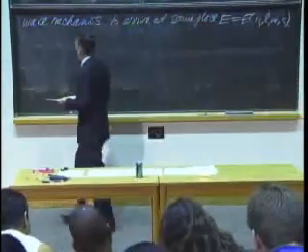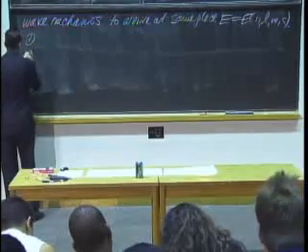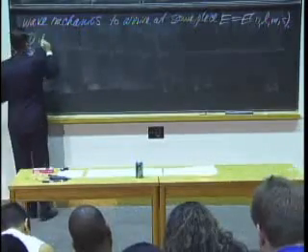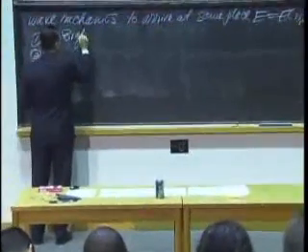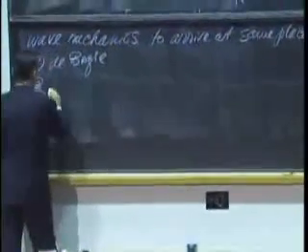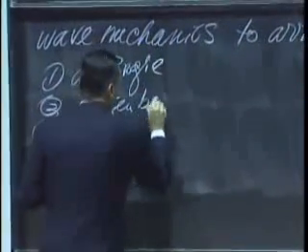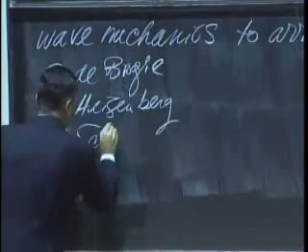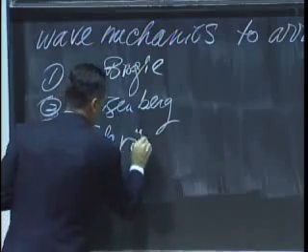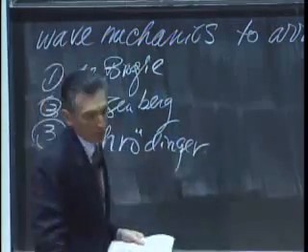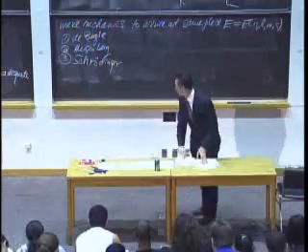And for that, I need to invoke the names of three giants. We're going to look at each of them and their contributions in turn. De Broglie, Heisenberg, and Schrödinger. So let's go one by one. We're going to start with de Broglie.